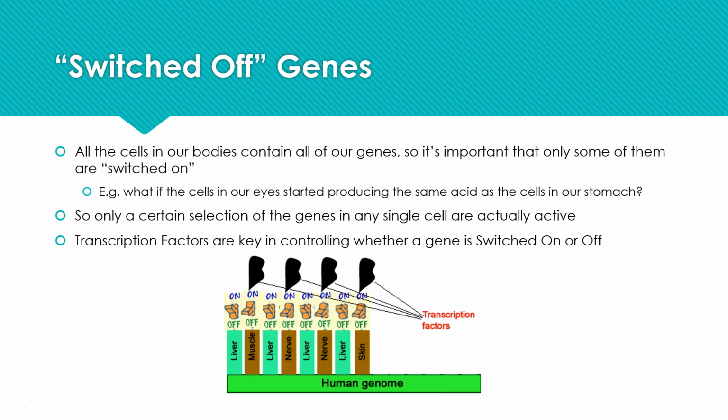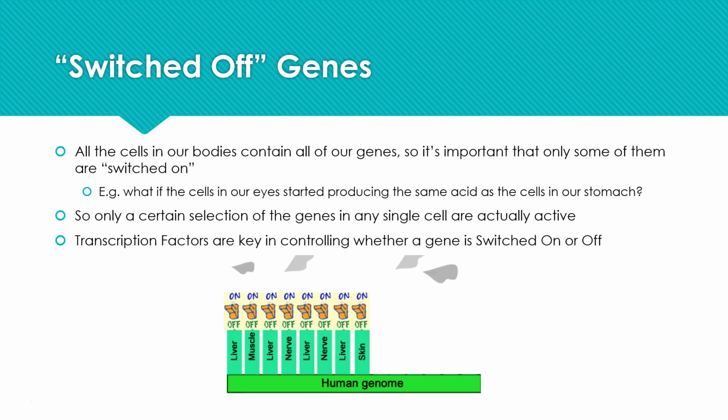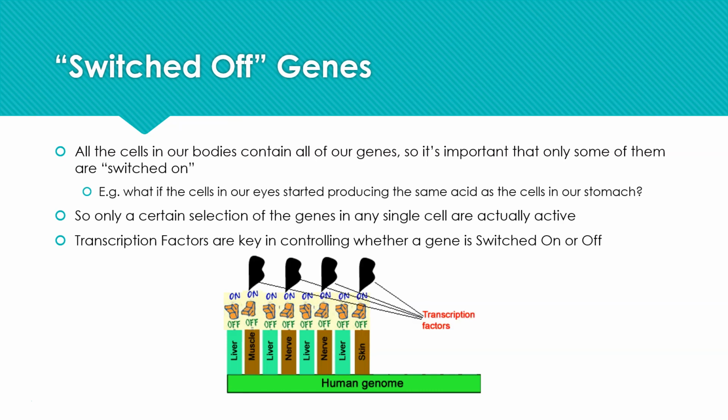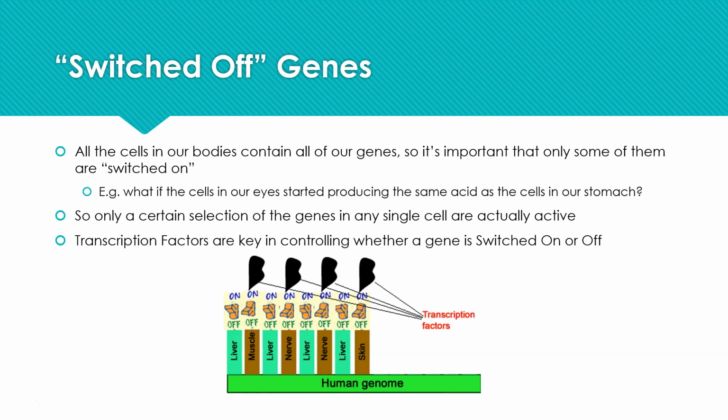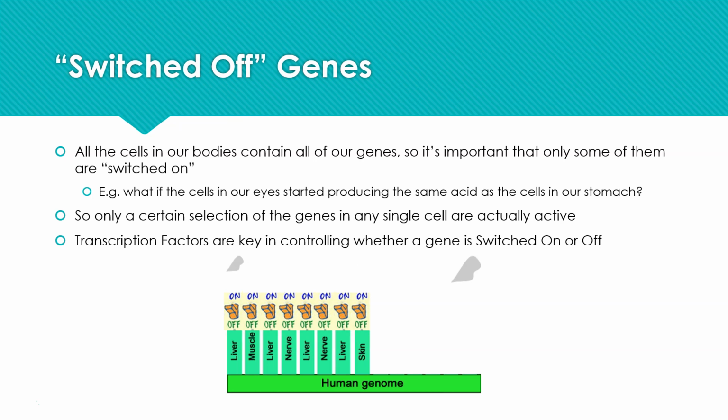It's not part of their job at all. So we make sure that only the genes that need to be switched on in a cell are actually the ones that are switched on. And the way that you control what is on is with those transcription factors. They're going to dictate whether that gene is switched on or off. Okay, so that is how we can control what is going on and what is being expressed in these cells.